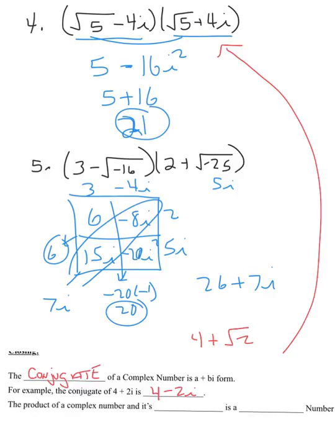So the complex number times its conjugate is what will always turn out to be a positive number. So I'm going to leave you with that as a teaser for our next lesson.